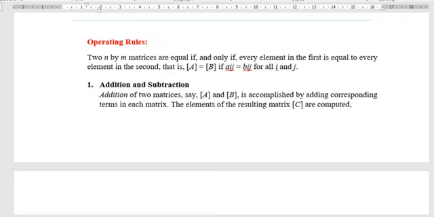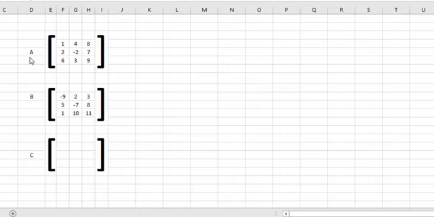So addition and subtraction. Addition of two matrices, say A and B, is accomplished by adding corresponding terms in each matrix. So the elements of the resulting matrix are computed. So for addition, example of this A plus B. So the first element of A, ang pag-add dyan, 1 plus the next element of matrix B, that is equal to C. So example, 1 plus negative 9. So that is equal to negative 8. So ganon ang pag-add sa matrices.